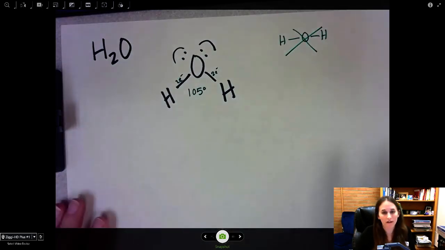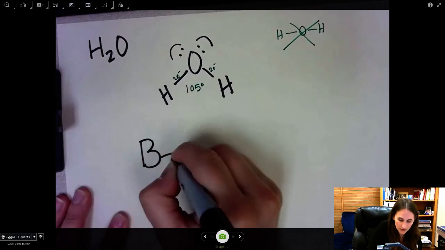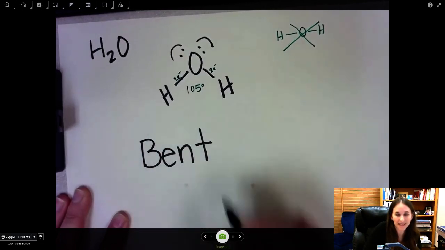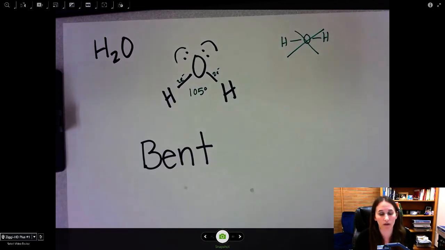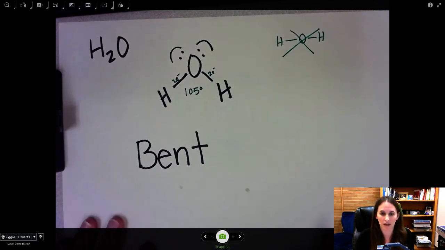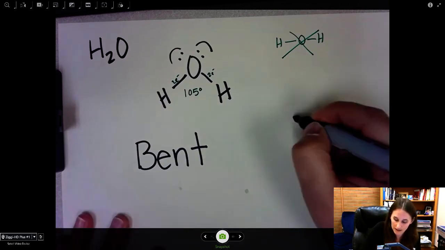What do we call this? This is my personal favorite name, bent. It's also called angular, but bent more often, so we'll go ahead and go with that one. You can call it angular and I'll know what you mean though. It's a bent molecule. And we essentially can see a bent molecule from two different ways.